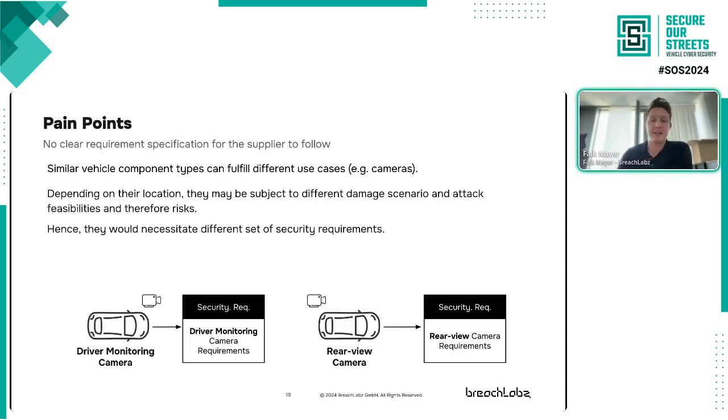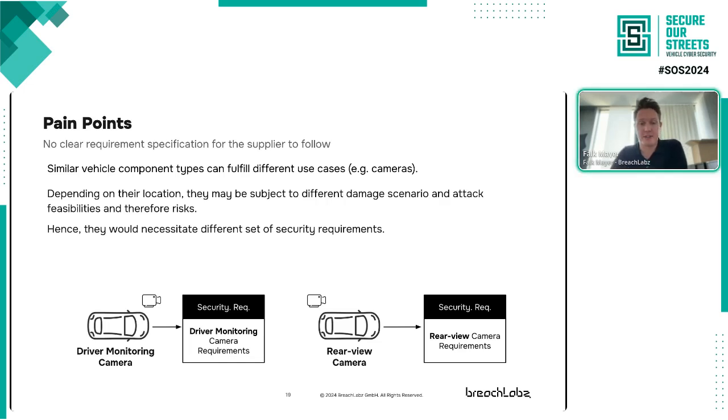Yet again, if the camera fulfills a different purpose, or the camera is mounted differently in the vehicle, the damage scenarios and attack feasibilities, and therefore also the risks allocated to those different components, are very different. And therefore also the set of security requirements are very different.